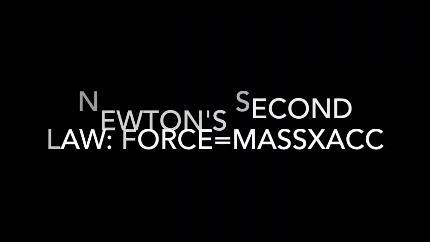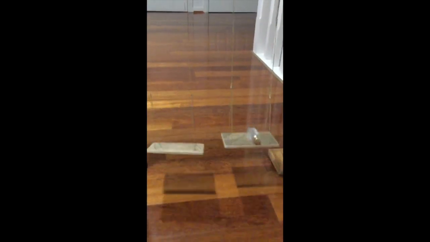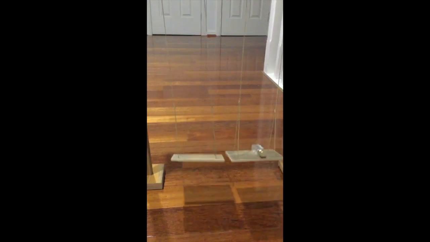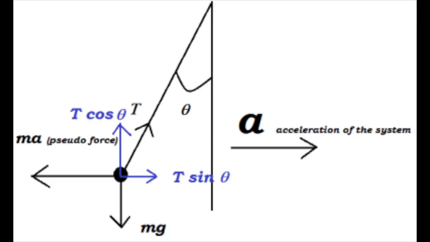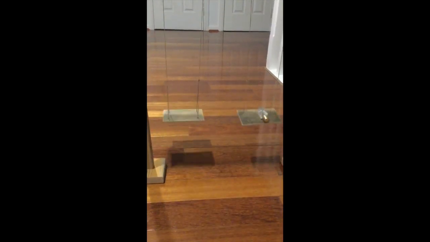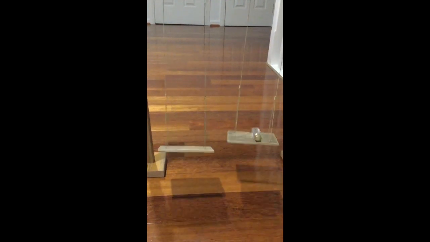Newton's second law defines force equals mass times acceleration. If the swing makes an angle theta with the vertical, then a equals g tan theta. This is based on the idea of pseudo force experienced by a body in an accelerated frame. When a body is in an accelerated frame, it feels acted upon by a force equal to its mass multiplied by the acceleration of the system.